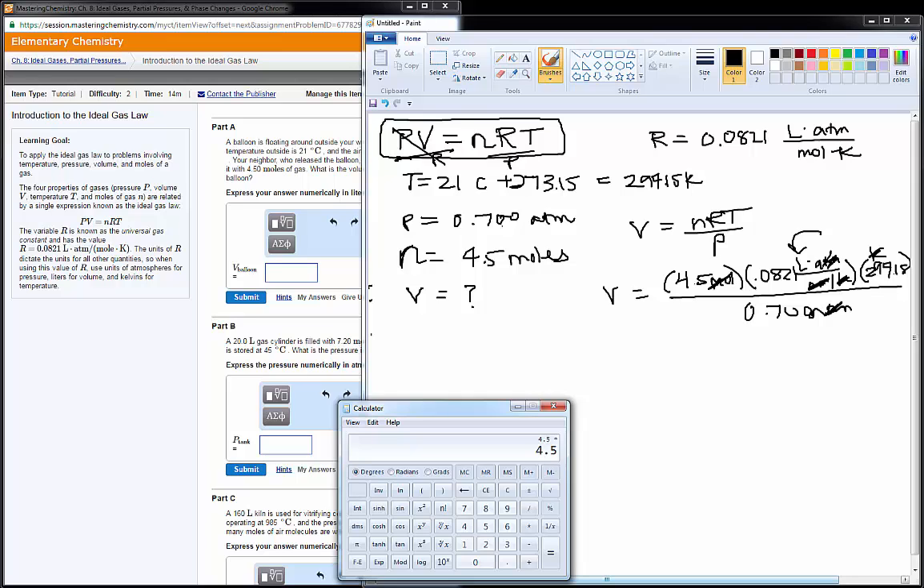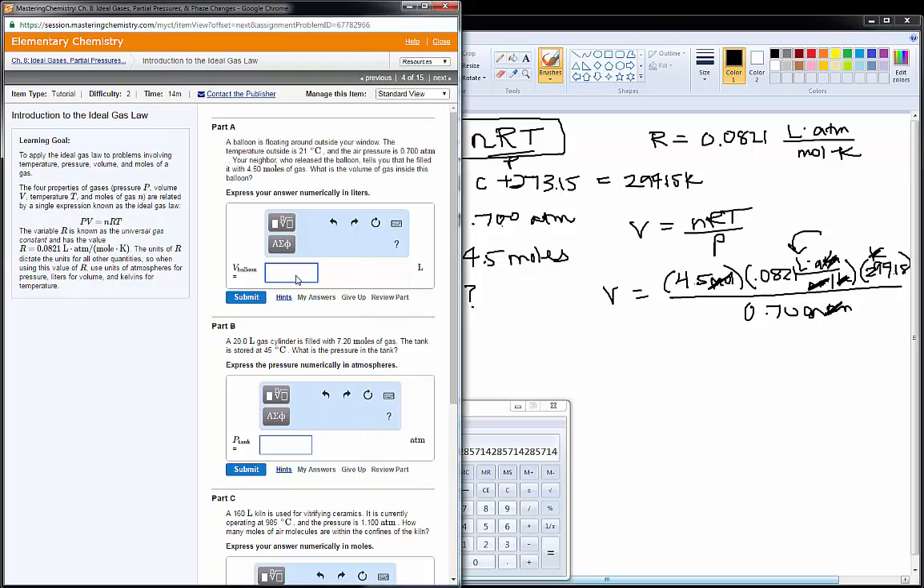4.5 moles multiplied by 0.0821 liter atmospheres per mole degree Kelvin, multiplied by 294.15 Kelvin, divided by 0.700 atmospheres, gives me a volume of 155 liters. That's a big balloon.